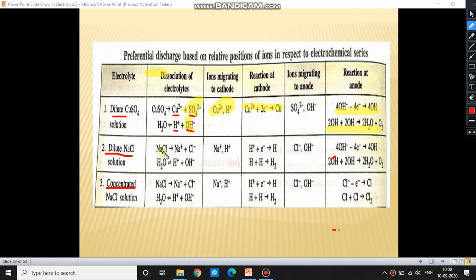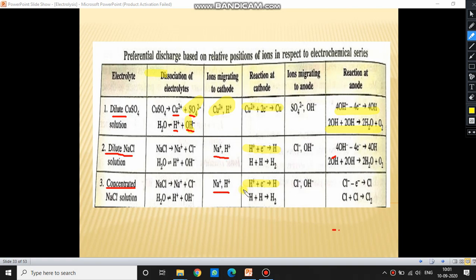Now if it is dilute NaCl, then NaCl dissociates into Na plus and Cl minus, water also ionizes into H plus and OH minus. Here is a similar reaction, no difference in the dissociation and ionization products. Now ions migrating are the same, Na plus and H plus. Now reaction at cathode: whether you take dilute or concentrated, here only rule number 1 is being followed, that is position in the electrochemical series. Though you have taken concentrated NaCl and you were expecting sodium to get discharged first, it does not happen. This I told you in the previous slide, that sometimes theory says something else, but practically it is observed that it is not followed.